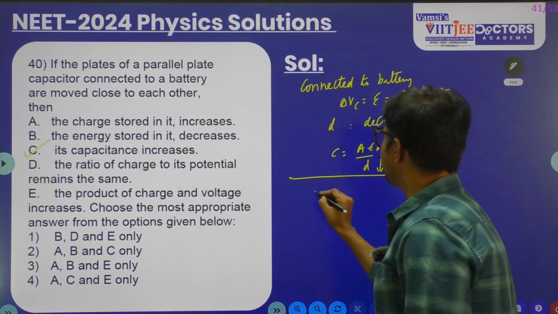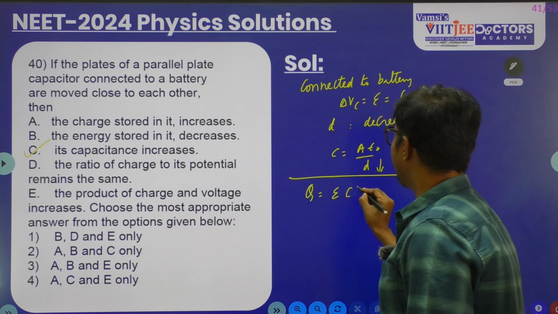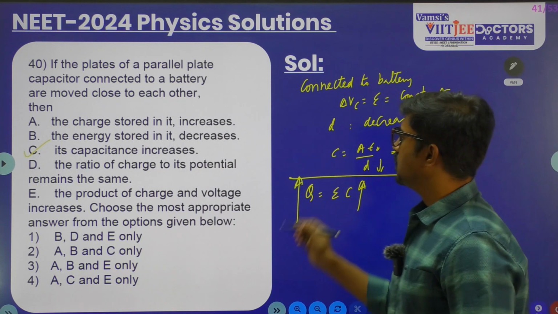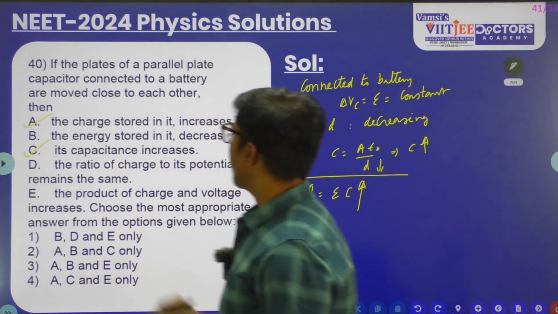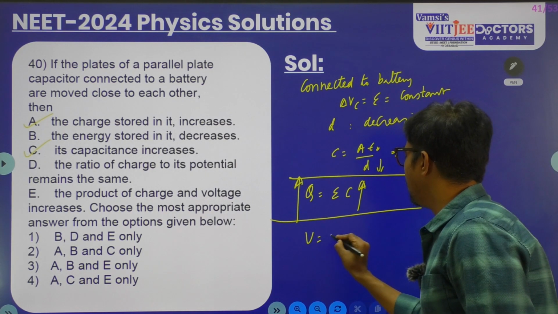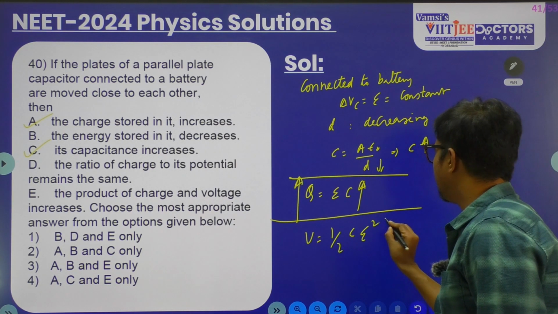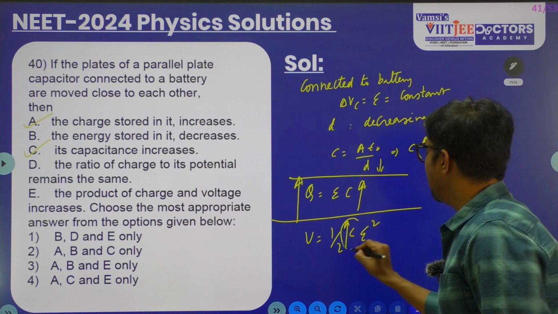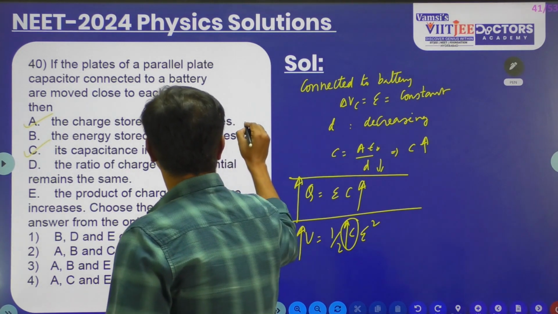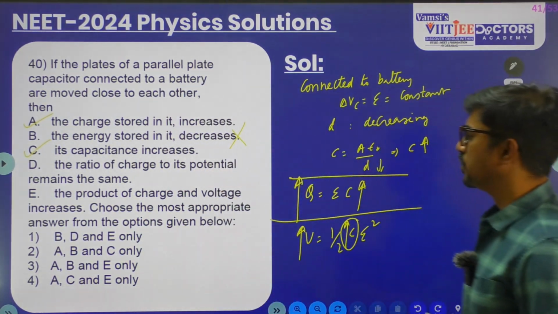The charge stored in it increases. Let's look at it. Charge equals EMF into capacitance. So capacitance is increasing, meaning charge is increasing. That is also correct. Energy stored in it increases. What is the expression? Energy equals half C E squared. So C is increasing. That means energy is increasing. But option B said energy stored is decreasing. That means option B is wrong.